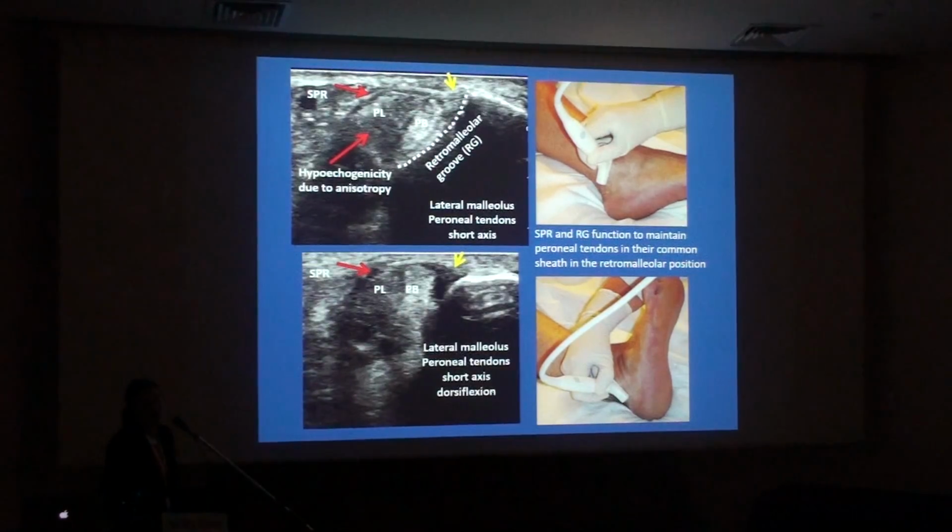So we do examine the tendons with plantar and dorsiflexion, and we use dynamic imaging, and that helps in the dynamic evaluation for subluxation or dislocation outside and within the groove.